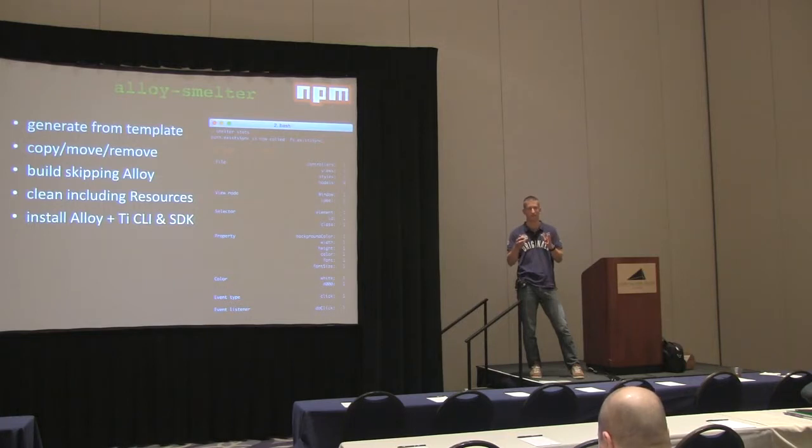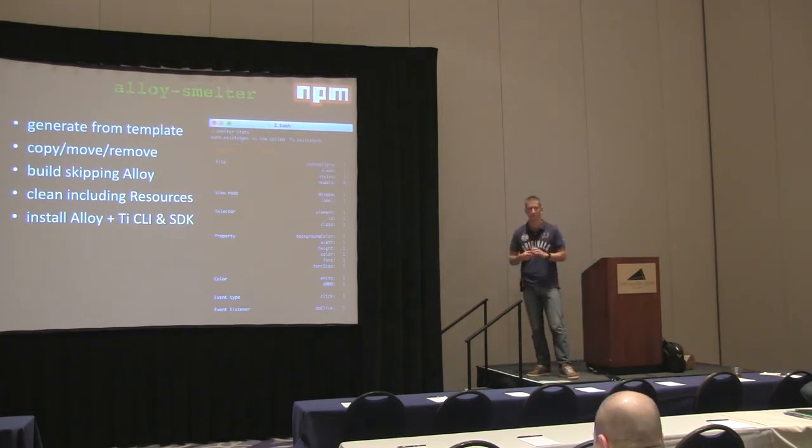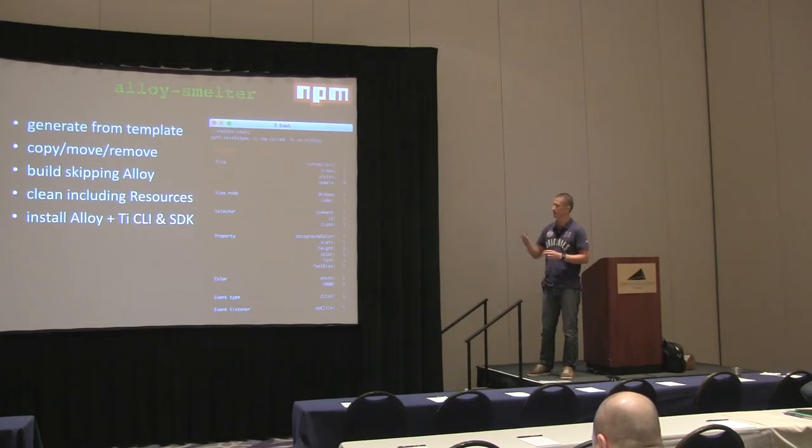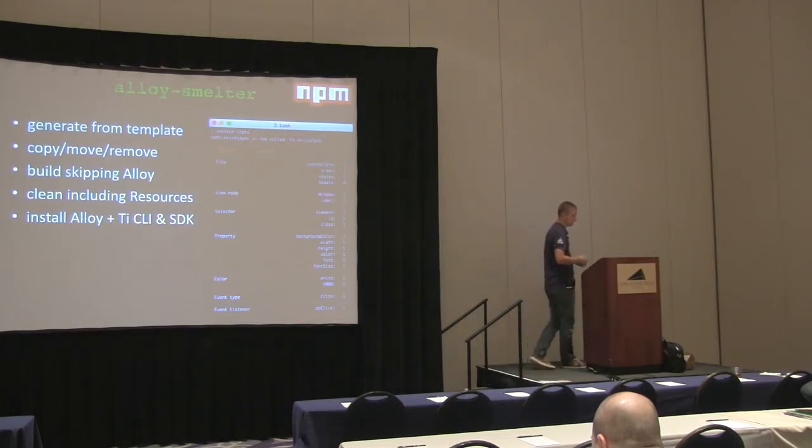So when you do a ti clean, that often solves most of the Titanium issues that can happen after a while, but it doesn't solve the alloy compile issues. So my suggestion would be for ti clean to also remove the resources folder when it's an alloy project. But this CLI does exactly that. So there are some very useful additions to the Alloy CLI.